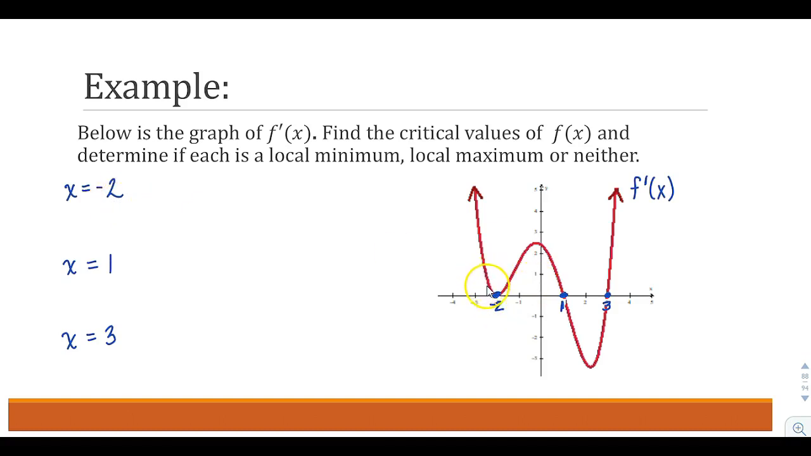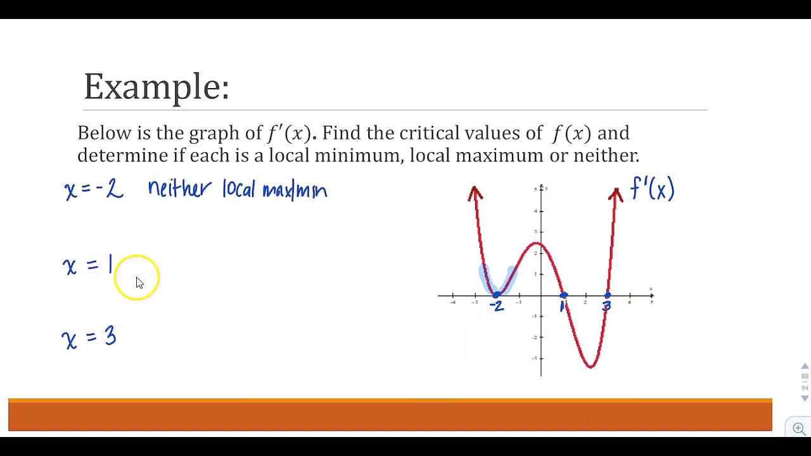So f prime on the left side of -2 is positive, and on the right side of -2 is also positive. So there's no sign change on the graph of f prime. So that means that -2 is neither a local min or a local max.